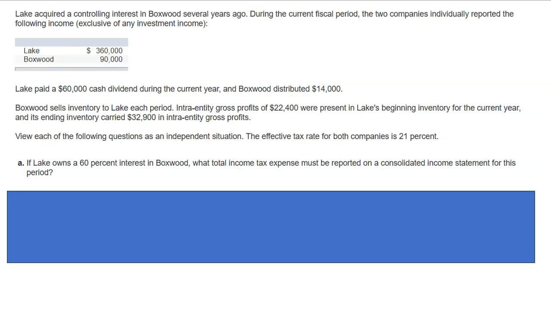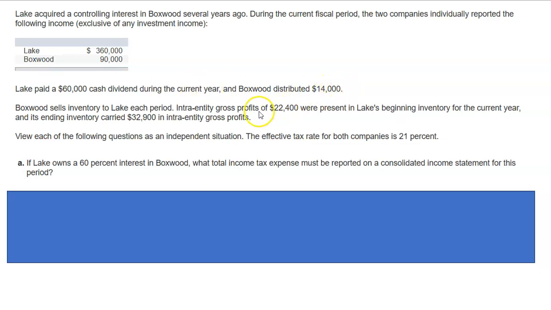Okay, let's look at this intra-entity income tax situation. I'll read the problem to you. Lake acquired a controlling interest in Boxwood several years ago. During the current fiscal period, the two companies individually reported the following income, exclusive of any investment income. So you see Lake had $360,000, Boxwood had $90,000. Then Lake paid a $60,000 cash dividend and Boxwood distributed $14,000 of it.